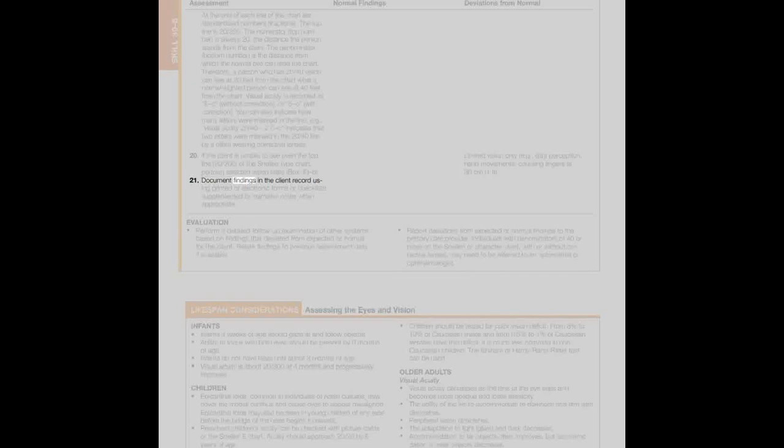Document findings in the client record as printed or electronic forms, or checklists supplemented by narrative notes when appropriate. Report deviations from expected or normal findings to the primary care provider. Individuals with denominators of 40 or more on the Snellen or character chart, with or without corrective lenses, may need to be referred to an optometrist or ophthalmologist.